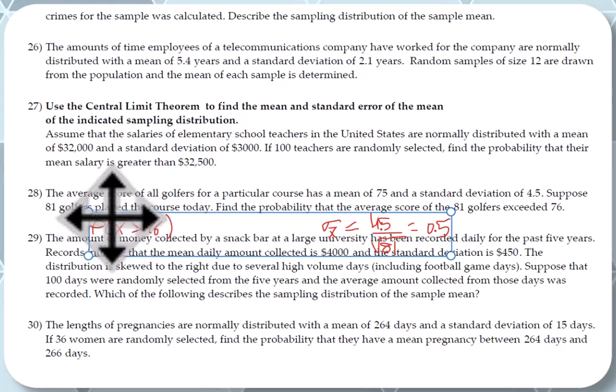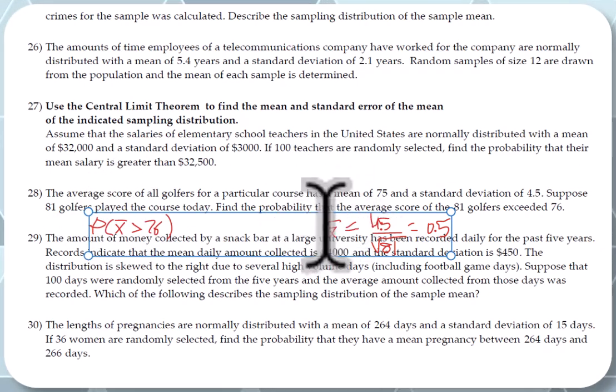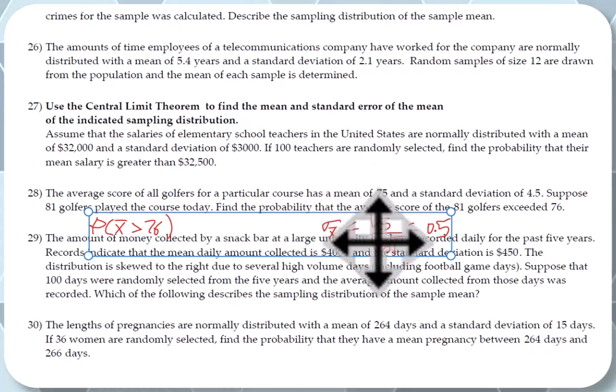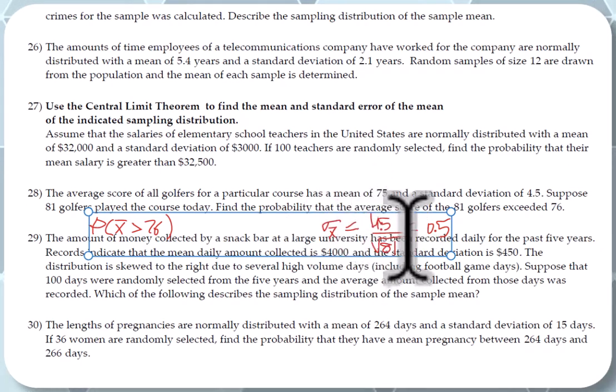So once it is about X bar, the standard deviation changes. And the standard deviation of the sample means is going to be the original standard deviation, which is 4.5 divided by square root of 81, which is 0.5. So you cannot use 4.5, you have to use 0.5 now. And what's the mean? 75. The standard deviation is 0.5, and we need a probability of X bar greater than 76.